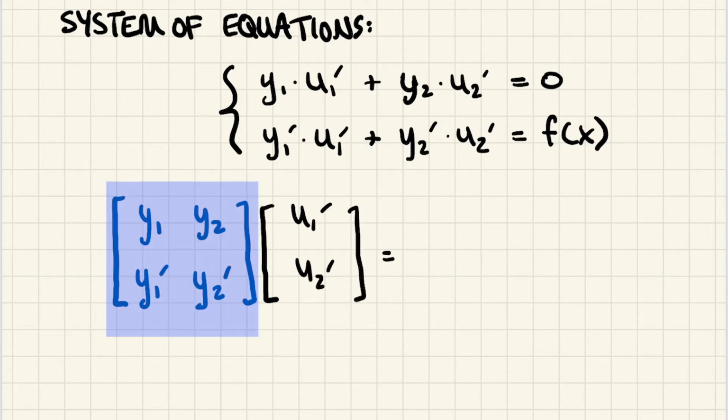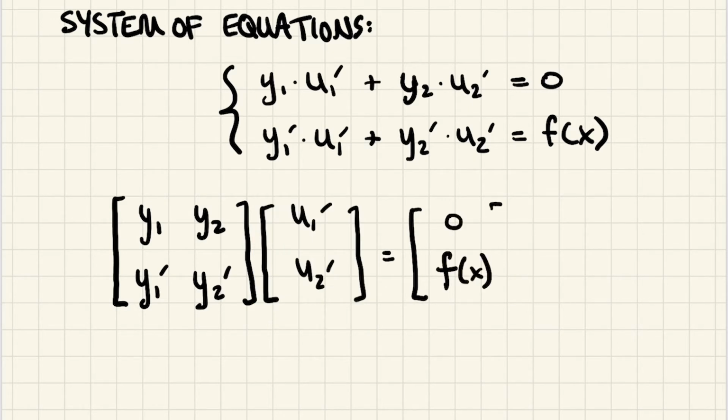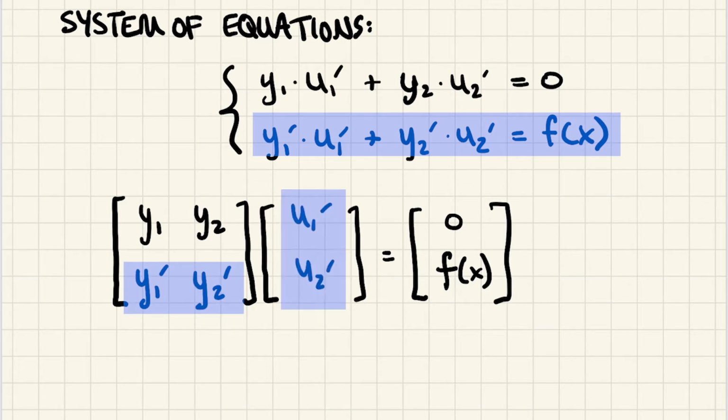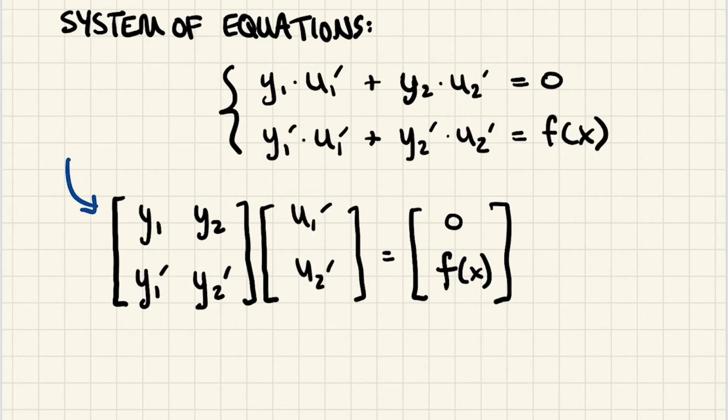So we have this first matrix times that second matrix equals this third matrix. And this product would be obtained through matrix multiplication. For instance, this one equation here is the dot product of this row with this column, and this equation is the dot product of this row with this column. And it's not at all a coincidence. The determinant of this matrix is the Wronskian.